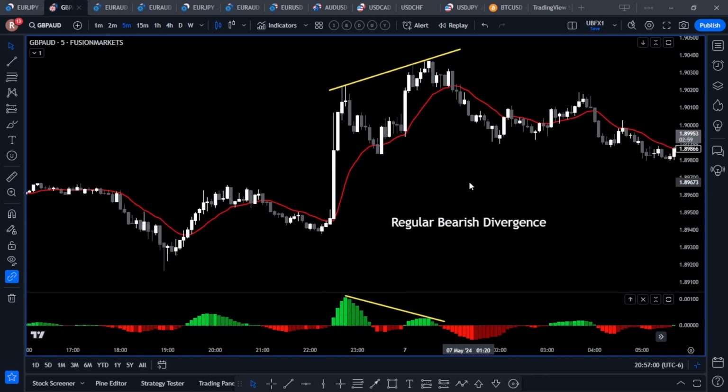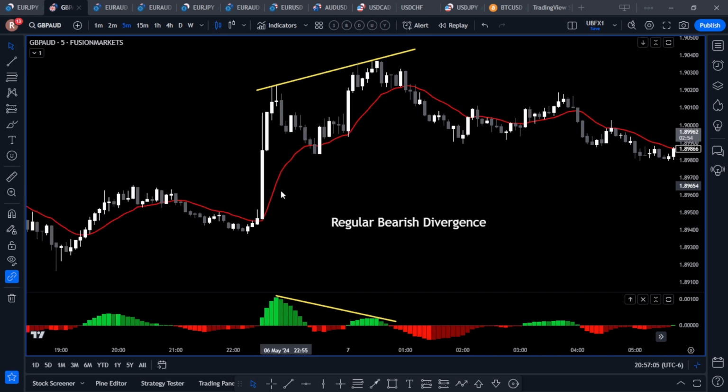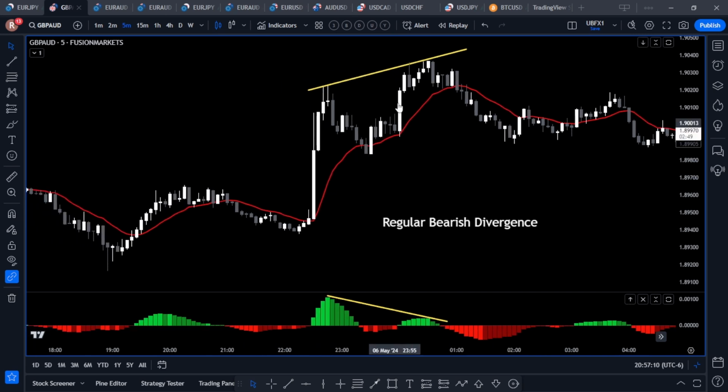The exact same thing, just in the other direction. We've got a market that makes a high followed by a higher high, and we have an oscillating indicator making a high followed by a lower high.